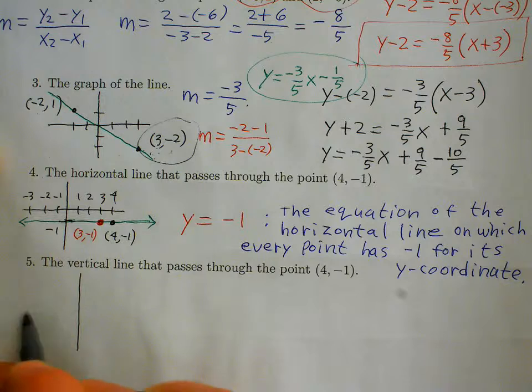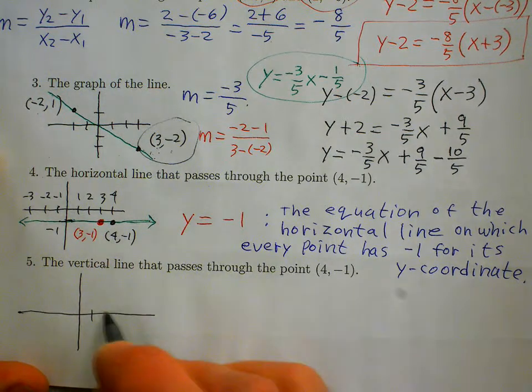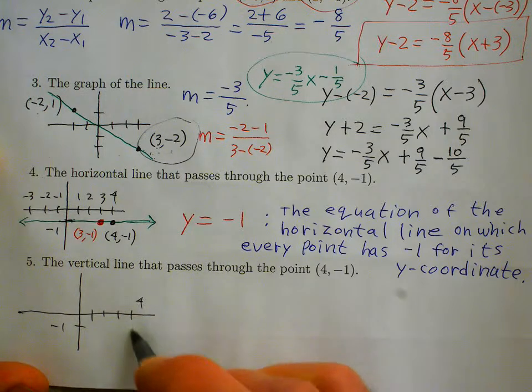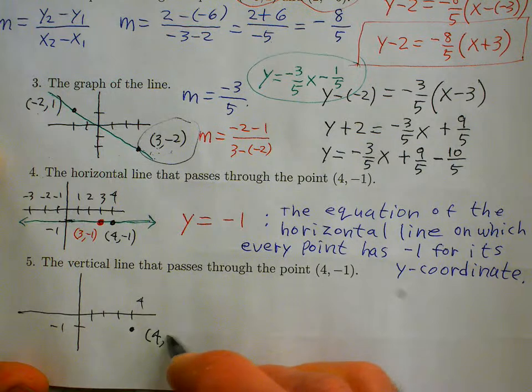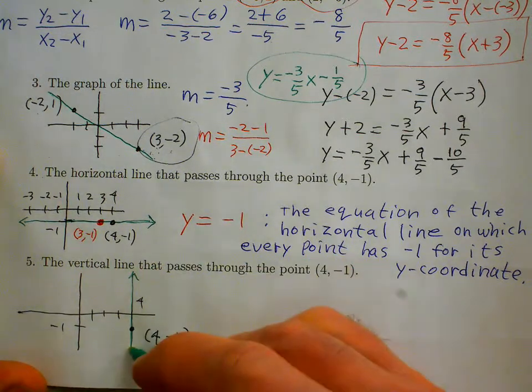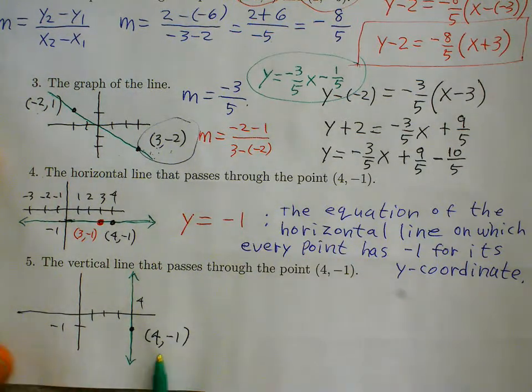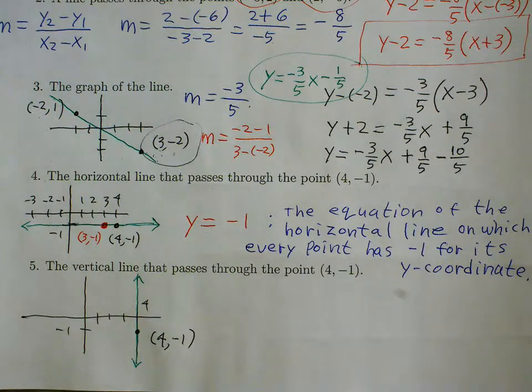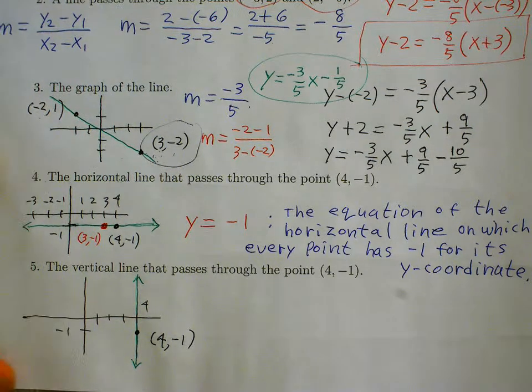if we graph the vertical line that passes through 4, -1, so the vertical line, and if you can't remember, well, let's see, vertical lines, I know it's either x equals something or y equals something. Well, you can figure it out if you just pick another point on the line.